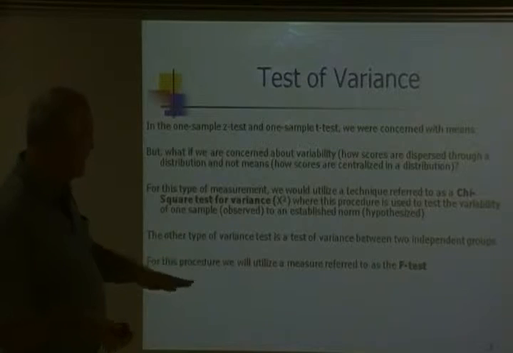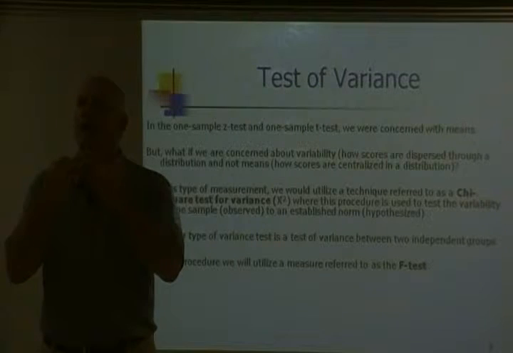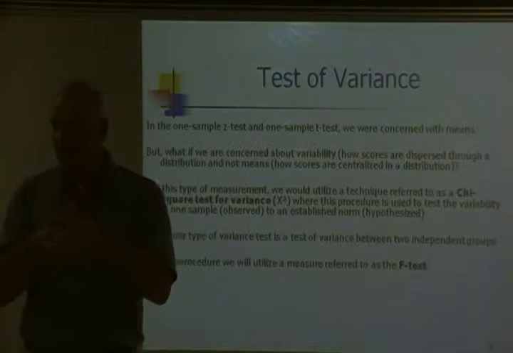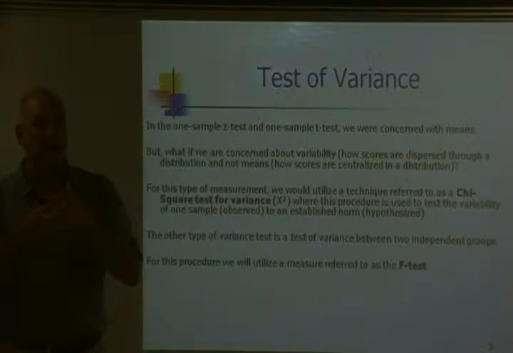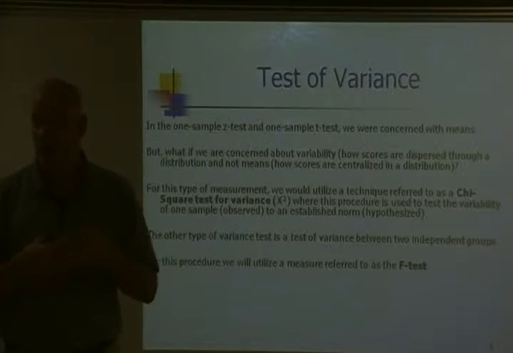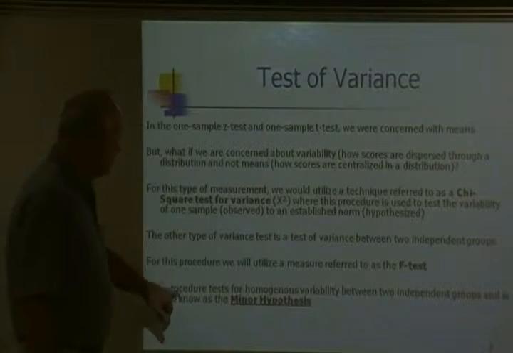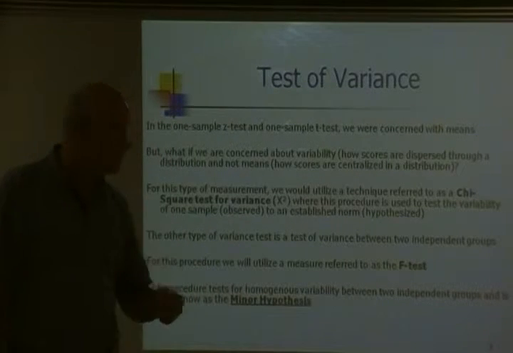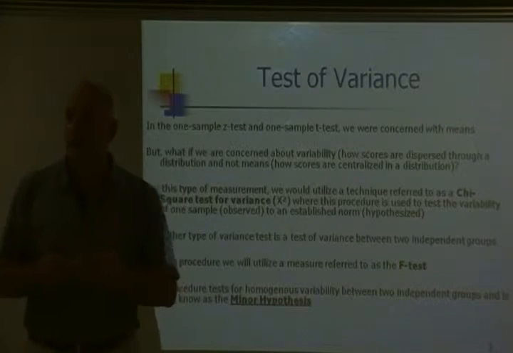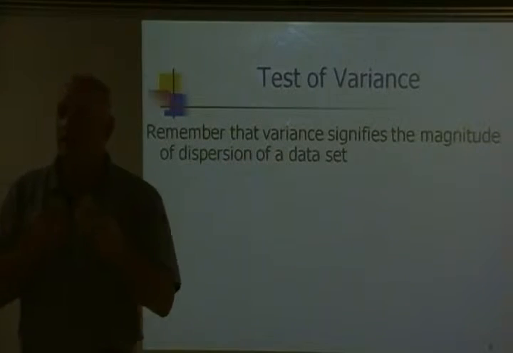And this one we're going to refer to as an f-test. Now we've already talked about what an f-test is, but in this context we're going to be looking at the f-test as the test for variability, and later on it's going to be used as the minor hypothesis when used as the independent t-test in the one-way analysis of variance. So it's known for the homogeneous variability between two independent groups, and is also known as that minor hypothesis that we've talked about.